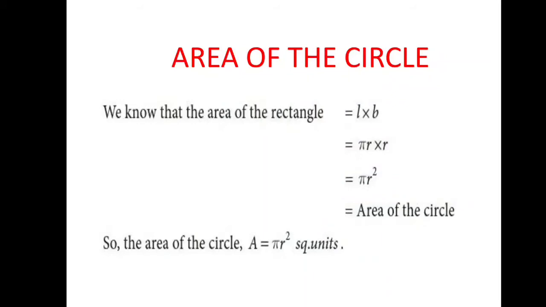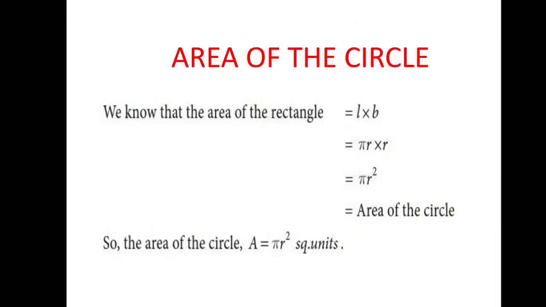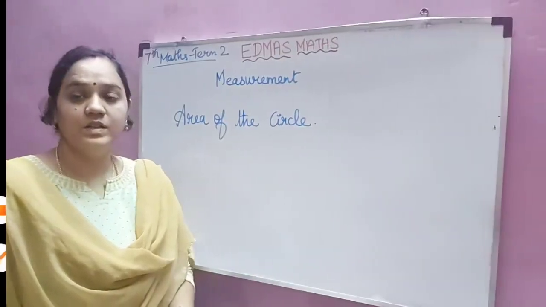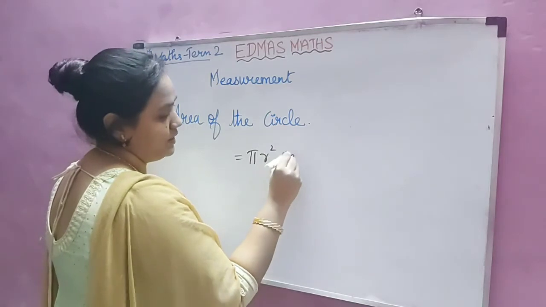We know that the area of the rectangle is length into breadth. We found that the length of that rectangle is pi r and the breadth is r. So pi r into r is pi r square. That is the area of the circle. So the area of the circle A is equal to pi r square units. Now we have derived the formula for finding the area of the circle.